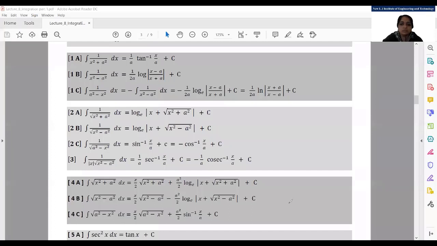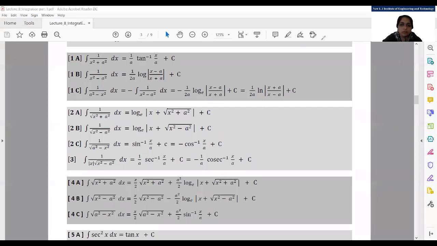The next one, integration of under root a square minus x square dx is equal to x by 2 under root a square minus x square plus a square by 2 sine inverse x by a. Dear students, please keep all these formulas in your mind. They will be helpful in your mathematics in the various chapters.